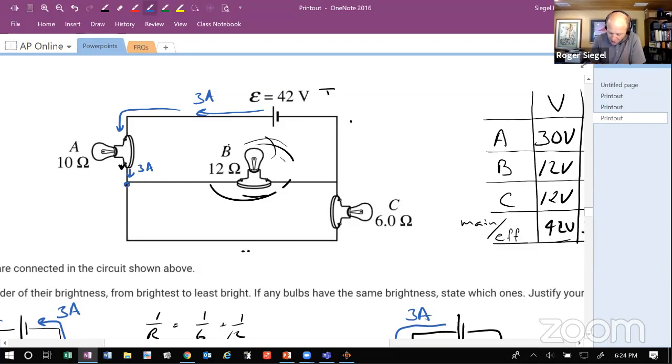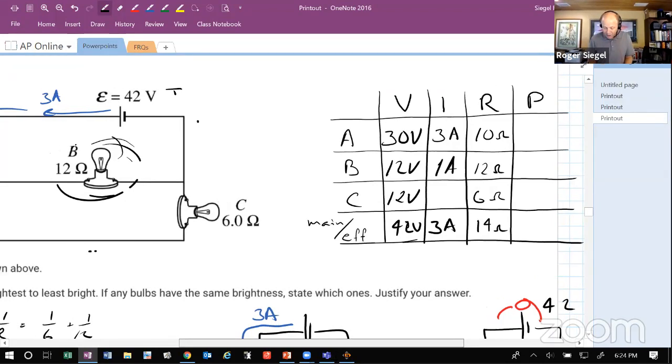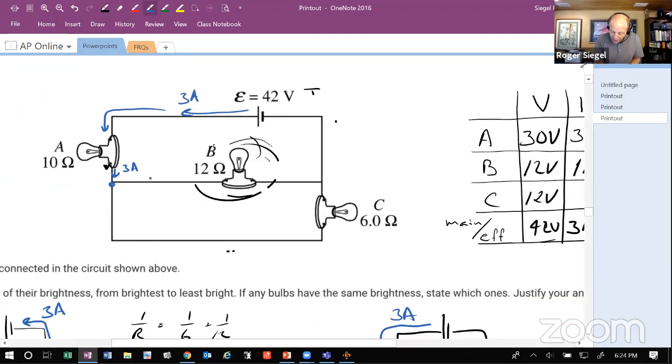Now, here we come to a junction. Some of it has to go one way, some of it has to go another. And the total current going into the junction must equal the total current going out of the junction. That's Kirchhoff's junction rule. We can find the current really easily. The current I is V over R. Well, 12 volts divided by 12 ohms is 1 ampere. That's B. And so over here, there's 1 ampere.